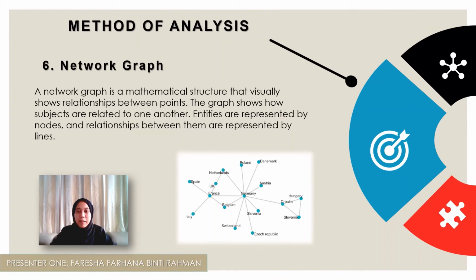The next method of analysis is the network graph. A network graph is a mathematical structure that visually shows the relationship between points. The graph shows how the subjects are related to one another. Entities are represented by nodes, and the relationships between them are represented by lines.